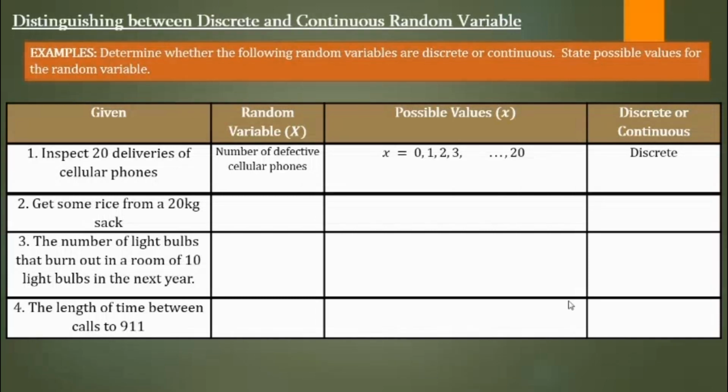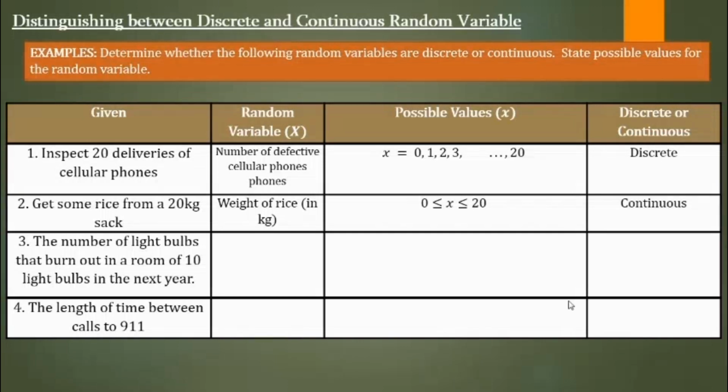So let's have number 2 example. Get some rice from a 20-kilogram sack. The random variable for number 2 will be the weight of rice in kilograms. What are the possible values for number 2? That will be x is less than or equal to 20 but greater than or equal to 0. Now, next column, is that discrete or continuous? That will be continuous.